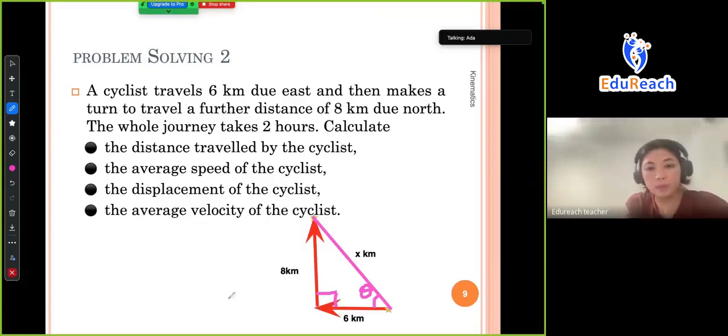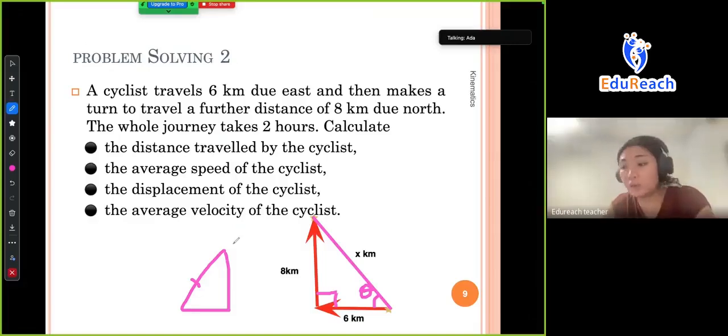Sorry. It should be here and then here, but the calculation will still be the same. This here is still going to be 10. Yeah, it's in the northeast direction and 10 kilometers. This would be the displacement.